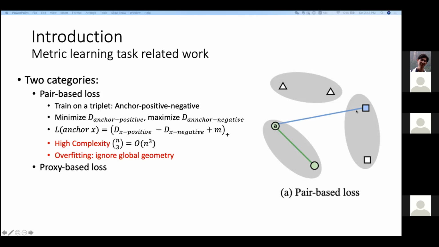The disadvantages are very obvious. Firstly, if we consider all the possible triplets we can have, it's n choose 3, so it's on the order of magnitude of n cubed. Secondly, it may introduce some overfitting problems, because every time the model only sees three images at a time and tries to optimize on them, it ignores the global geometry.